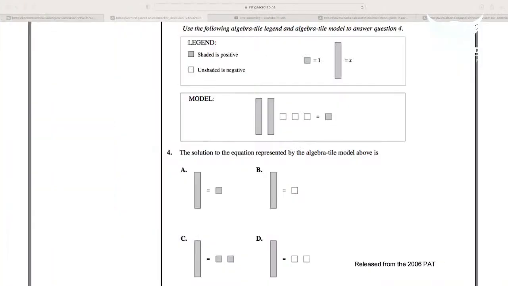Let's move to the next question. So here we have tiles, right? Shaded represents positive value, and unshaded represents negative value. So we need to model, right?